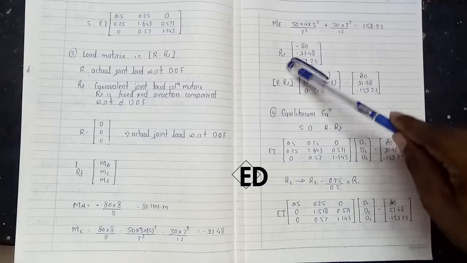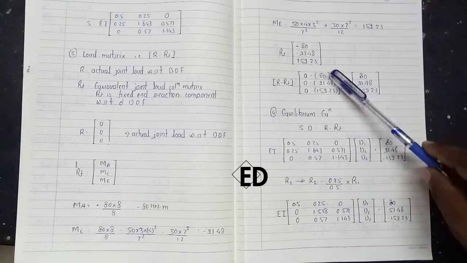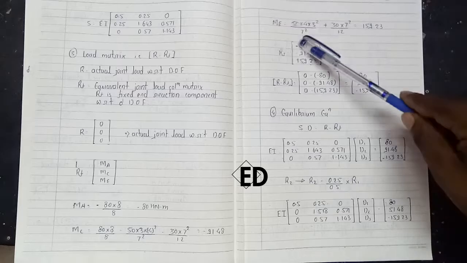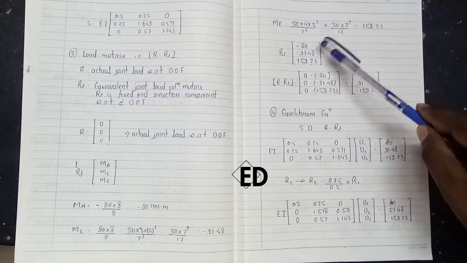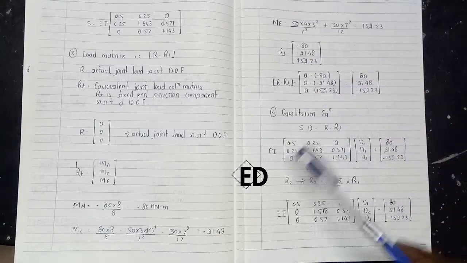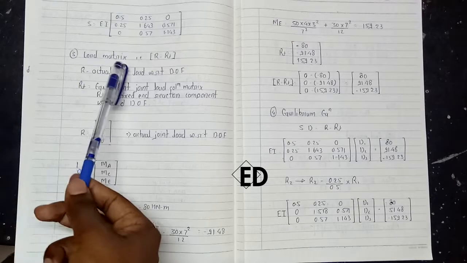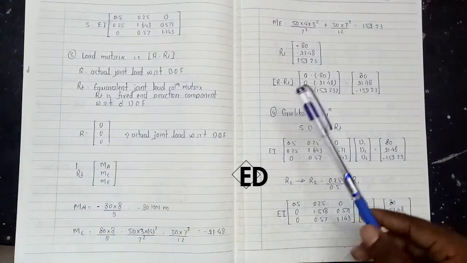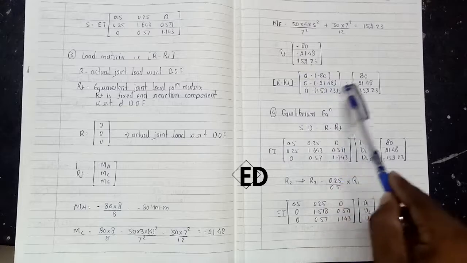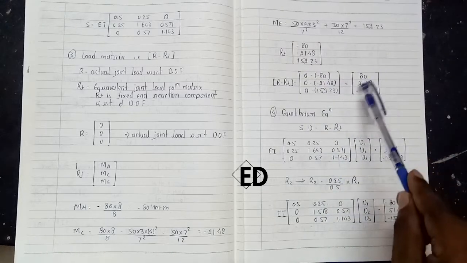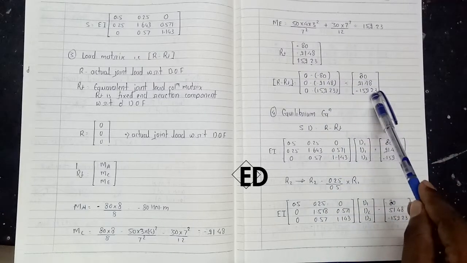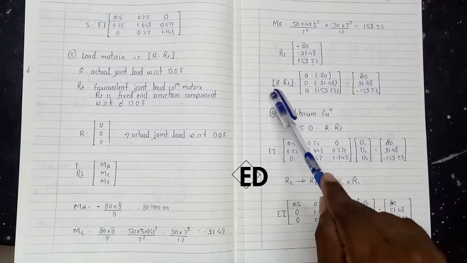Just represent this in matrix form: RF is minus 80, minus 91.48 and 159.23. As we have to calculate the load matrix, that is R minus RF, here R minus RF is 80, 91.48 and minus 159.23. This is our load matrix.